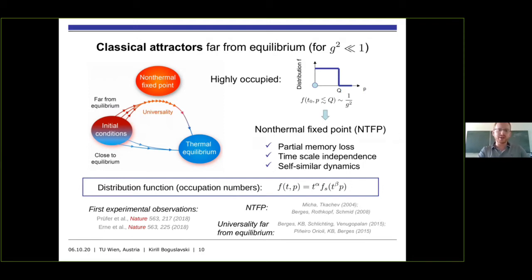What you find there is that the memory of your initial conditions is partially lost. You get some time scale independence, and the dynamics is self-similar. For the distribution function, self-similarity means that usually the distribution function is a function of time and momenta separately, but in the self-similar regime, you get a prefactor, oftentimes a power law in time, and then a scaling function, which is also universal and only a function of one single variable, a combination of time and momentum. Those exponents and the scaling function are universal for the theory and for some set of initial conditions.